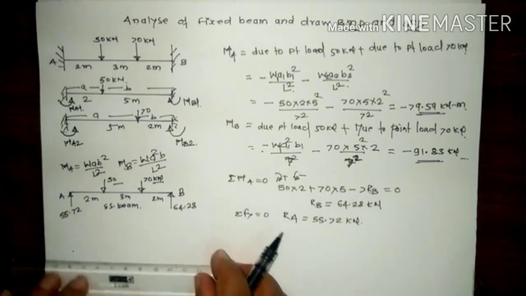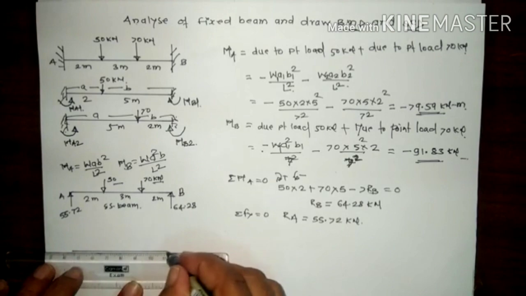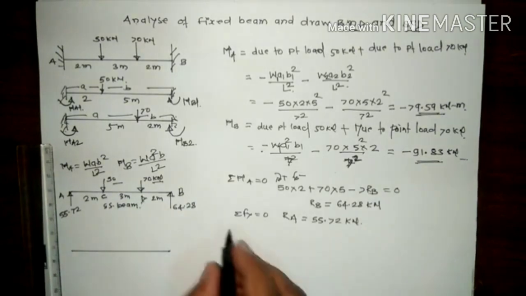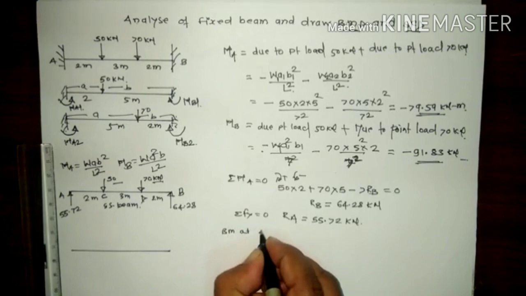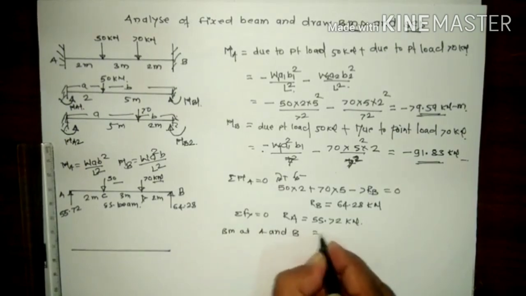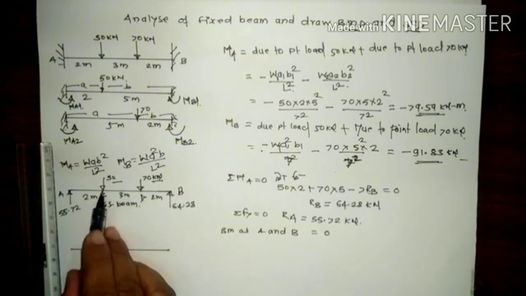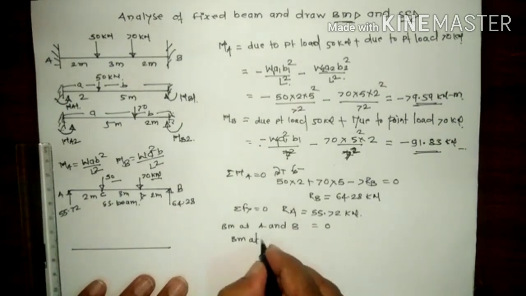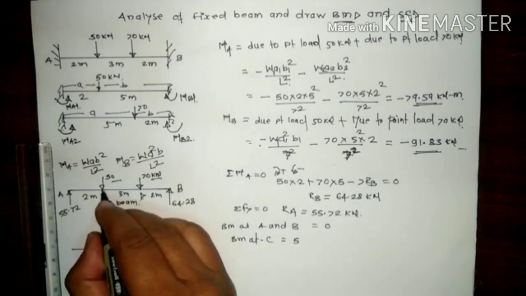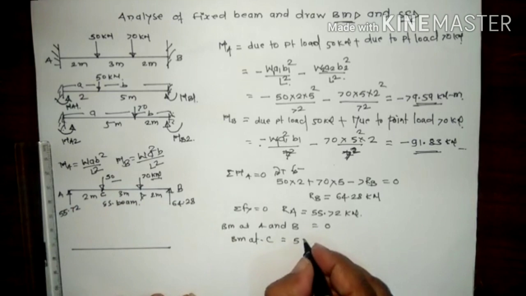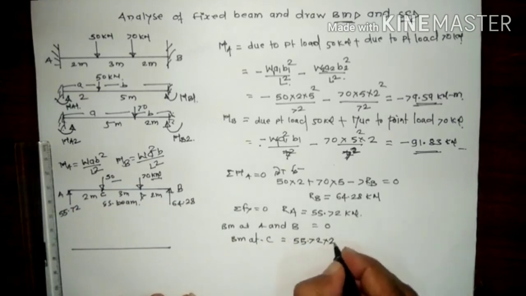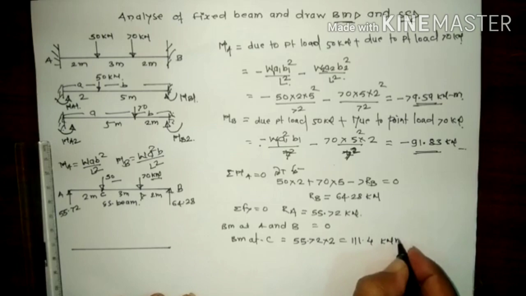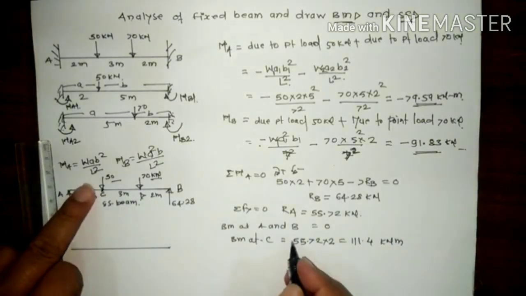Okay, now the free BMD. Suppose this point is C and this point is D. Bending moment at A and B, we know that for a simply supported beam is equal to 0. What remains is point C and point D. So bending moment at C is equal to how much? At C it is 55.72 into 2, so this becomes 111.4 kilonewton meter. And this force creates the sagging bending moment, that is why it's a plus.